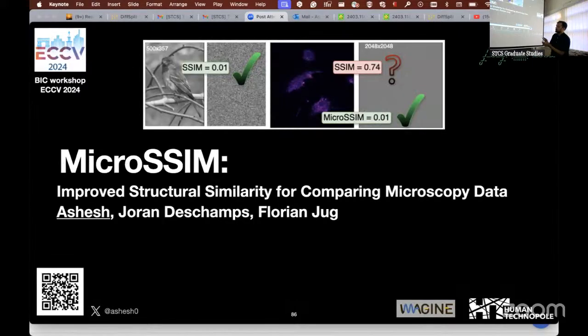Yeah, one more work, but I will not present here. While we were doing all this, we figured out that the structural similarity index measure, which is a very popular measure for natural images, does not work well for microscopy data. We figured out the limitations, and we provided a way of solving those limitations. We published it at the Bioimage Computing Workshop, ECCV, this year.